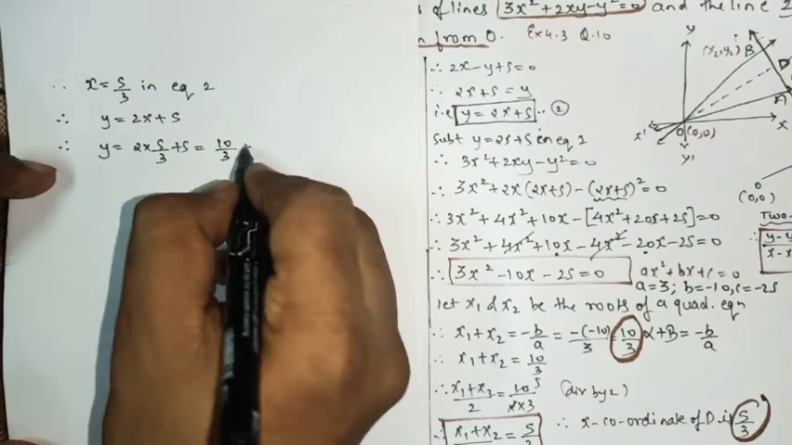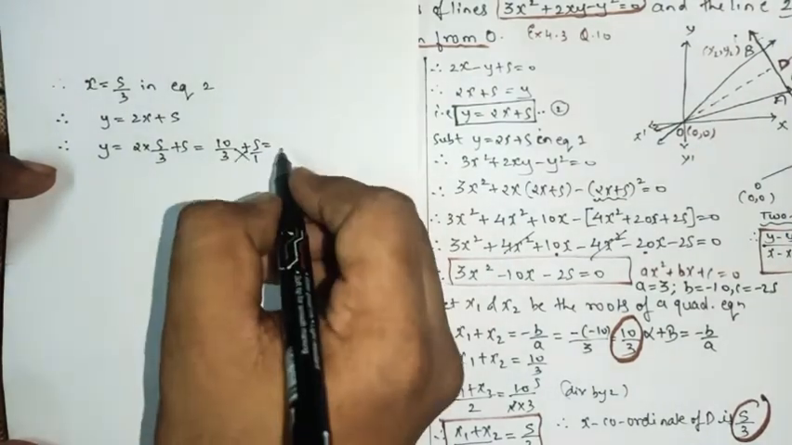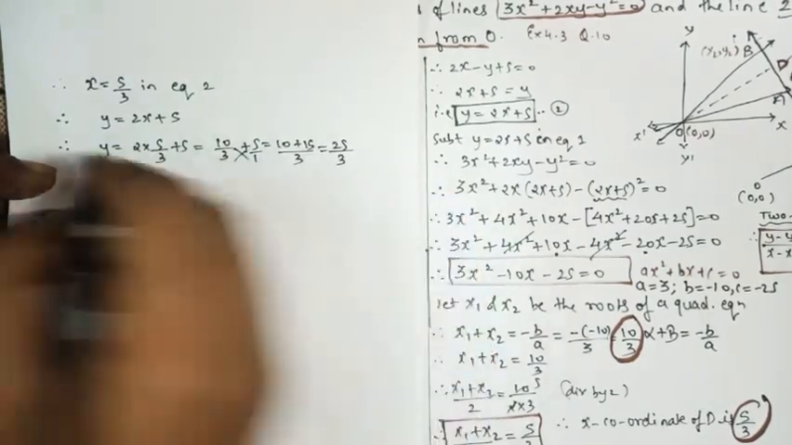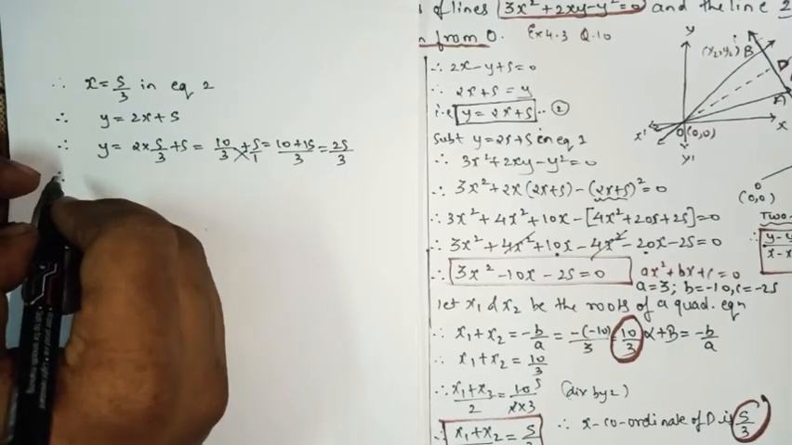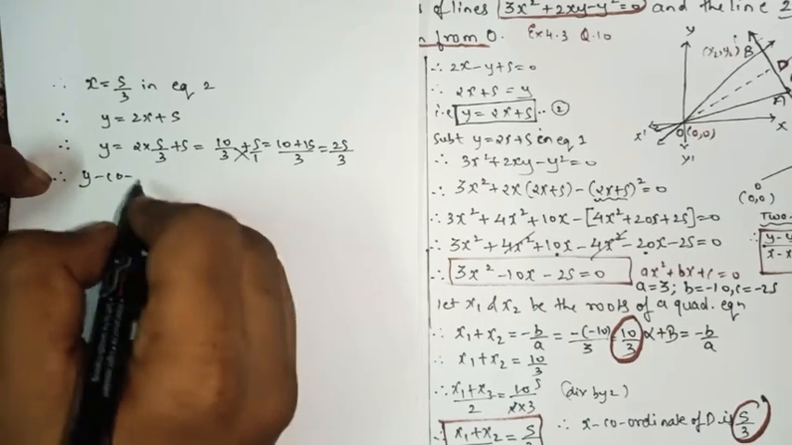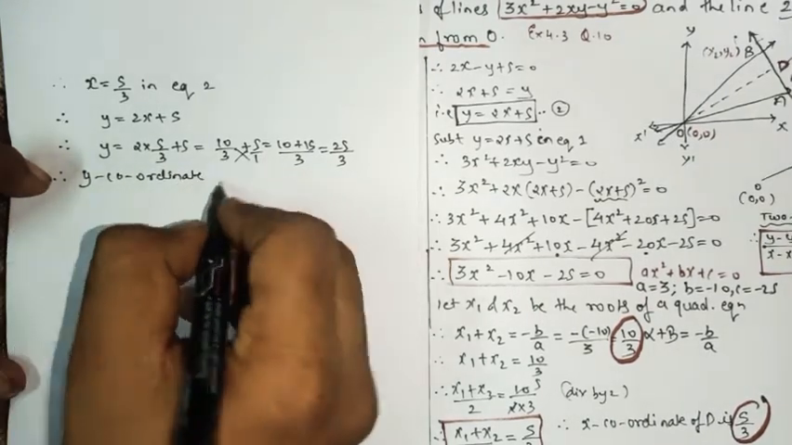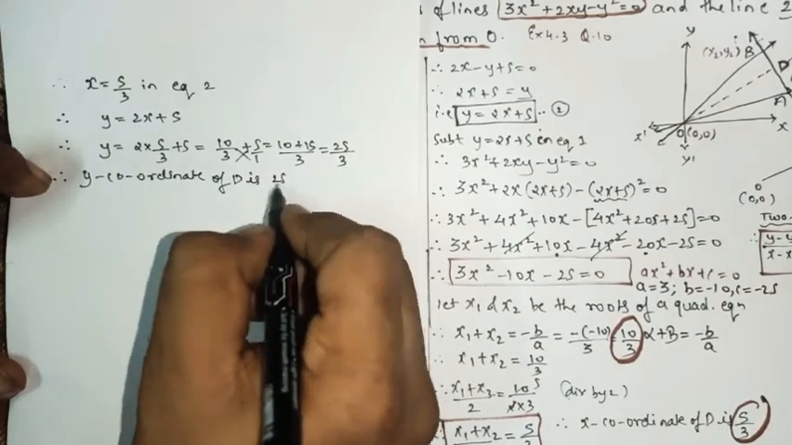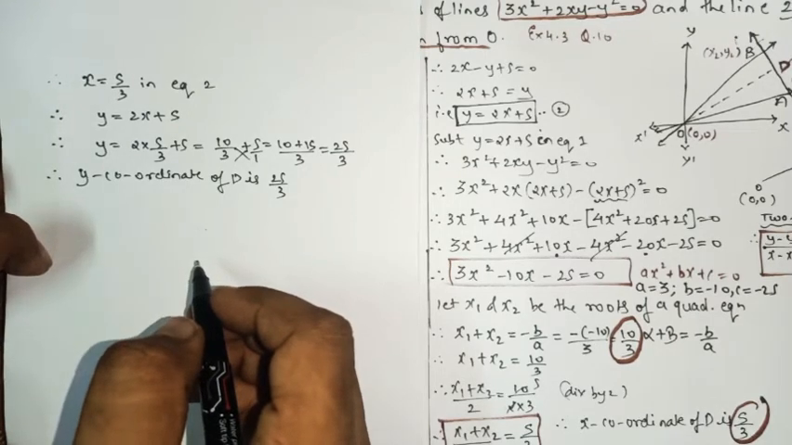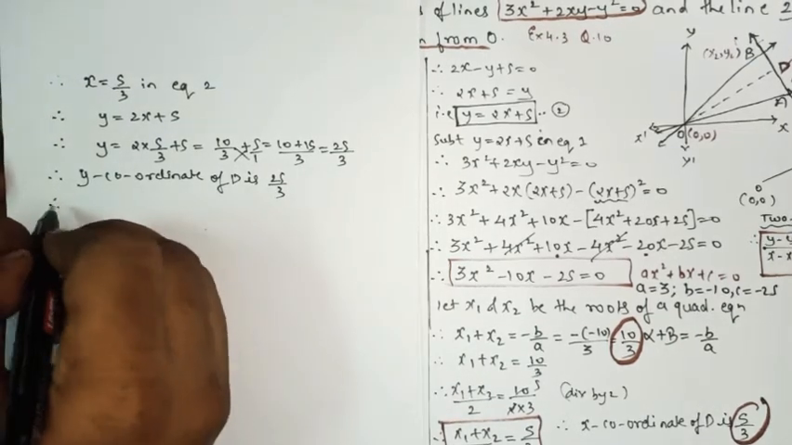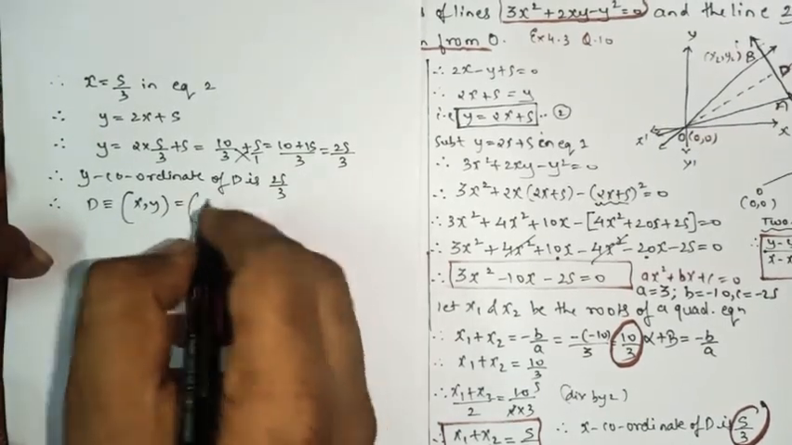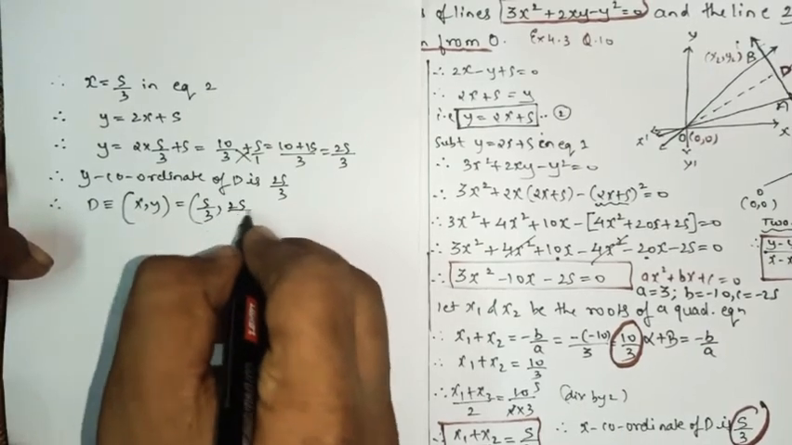So here we'll get 10 by 3 plus 5, cross multiply, so you will get 10 plus 15 upon 3, that will be 25 by 3. So we can write, y coordinate of D is 25 by 3. Yes or no? Got the point? So here we got the coordinate of D, that is x comma y, that is 5 by 3 and 25 by 3.